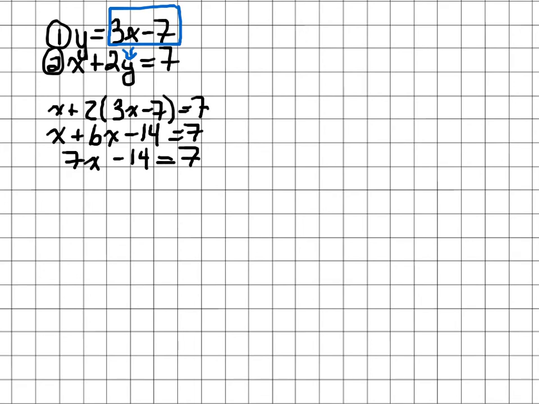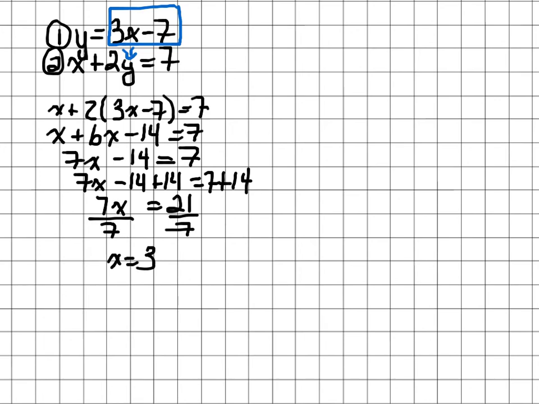Okay, now I have an equation with one unknown, and I'm going to rearrange this to isolate for x. So I'm going to add 14 to both sides. So I have 7x is equal to 7 and 14 is 21. Now I will divide both sides by 7. So x is equal to 3. Now I know what x is. I need to determine what y is. So I'm going to take x is 3 and sub that into equation 1.